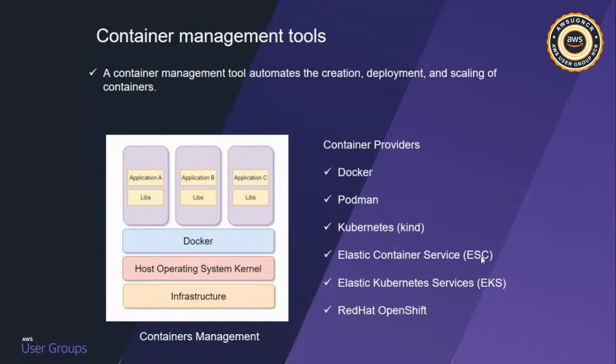Then we have Red Hat OpenShift, which is a Kubernetes-based container orchestration platform which offers a range of additional features to enhance the Kubernetes experience. OpenShift includes an integrated CI/CD pipeline as well, developer tools, and advanced security features. So these are some key features which these container providers provide, and depending on our use case, we can choose any one to use.